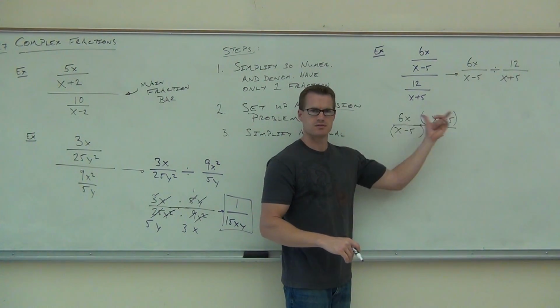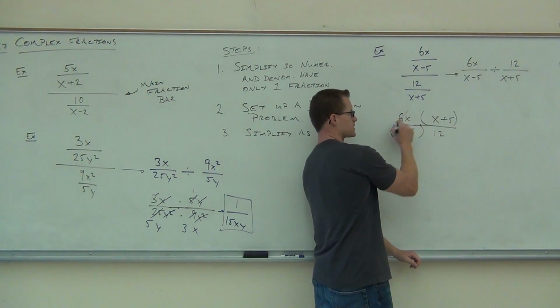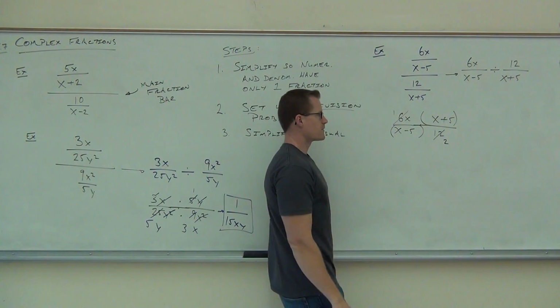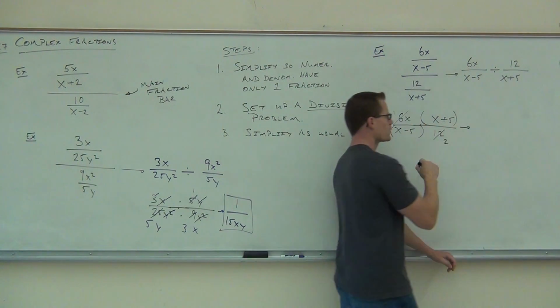Does that simplify? No, it's not the same thing. What does simplify? 6 over 12. So the 6 is gone, that becomes a 1, and 12 becomes a 2. We'll write this a little bit prettier. We'll beautify it a little bit. What do we have on the numerator?